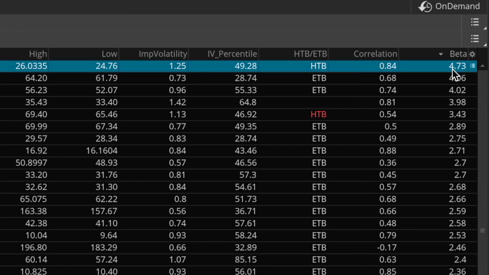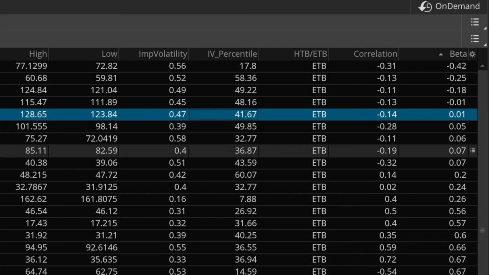move. In this case here, if the S&Ps go up or down by 1%, then it's expected that Upstart will go up or down by about 4.73%, or almost 5 times more. So ultimately, this means that Upstart is a very volatile stock, unlike this one here, which is EOG.